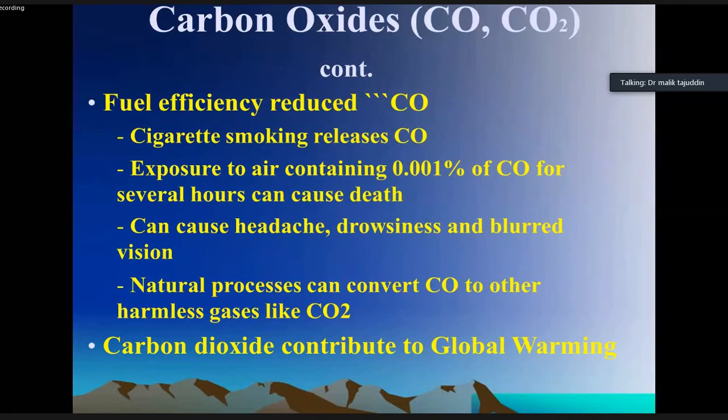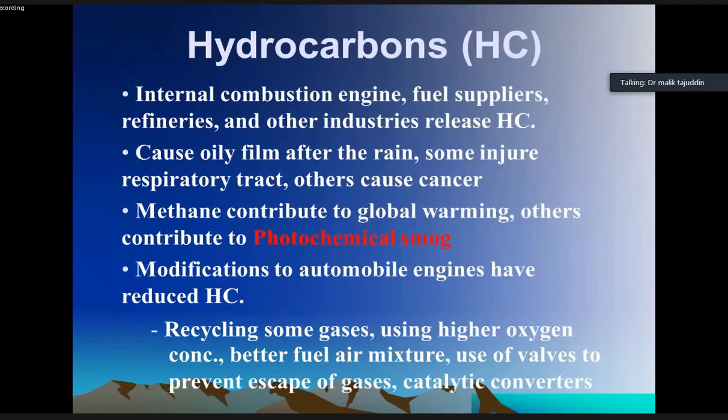Carbon monoxide is found as a result of reduced fuel efficiency and cigarette smoking. Exposure to air containing 0.001% carbon monoxide for several hours can cause death. For a shorter duration or a lesser amount, it may cause headache, drowsiness, blurred vision, etc. In the natural process, oxygen combines with carbon monoxide and transforms it into carbon dioxide, which is comparatively less harmful than carbon monoxide. But carbon dioxide is even then responsible for global warming and acids, etc.